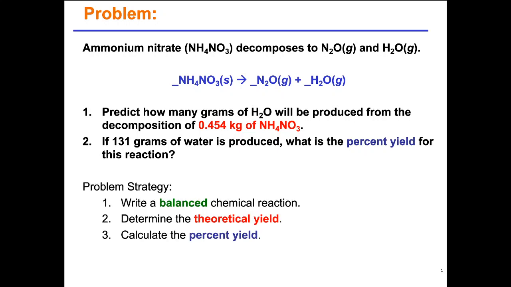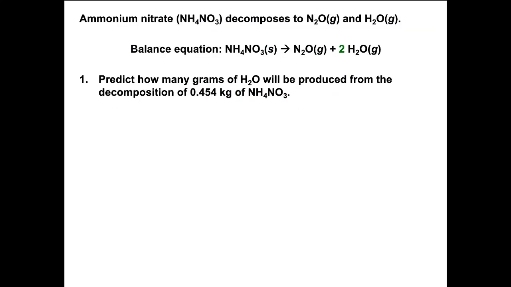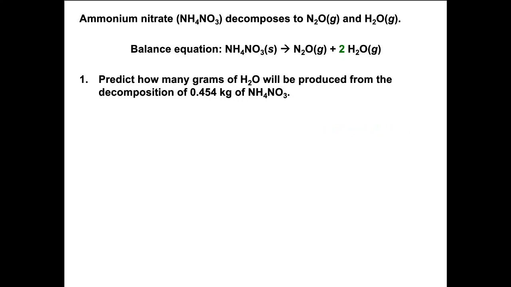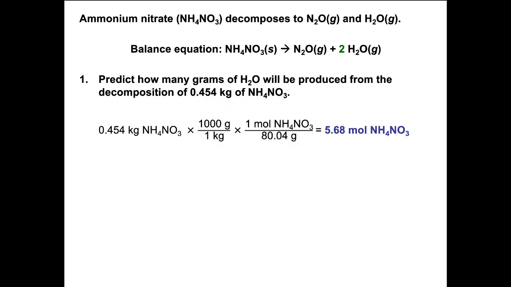So we first have to balance the chemical equation. Then we want to determine the theoretical yield, and then we'll calculate the percent yield. First thing, we need to balance it. They've gone ahead and given us the balanced equation up here. We just needed to add a 2 here. So now we need to predict how many grams of water will be produced by this amount of ammonium nitrate. Essentially, they're asking us to calculate theoretical yield. They could have just said that, but this is the way they've phrased it.